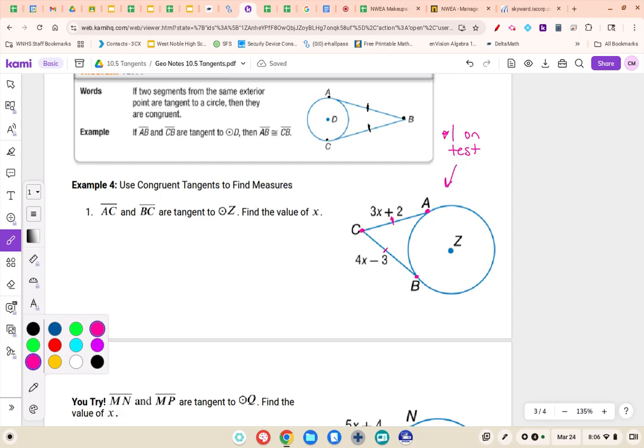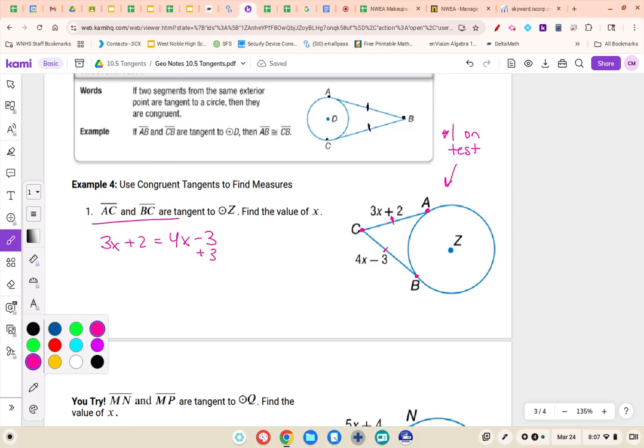Now, I don't think this picture is drawn the greatest. It doesn't really look like to me that points A and B are tangent, actually, but just go based on what they're saying, okay? So since it says those are tangent segments and they intersect at point C outside the circle, these segments are congruent. And when things are congruent, you simply set them equal.